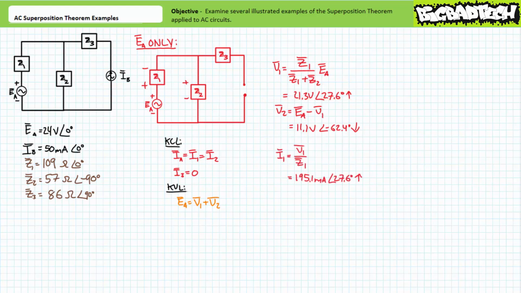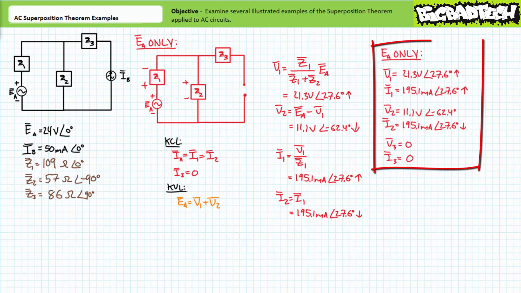Let's now examine current. An application of Ohm's law demonstrates that I1 is 195.1 milliamperes at an angle of 27.6 degrees, traveling bottom to top. Given the removal of current source IB has created a purely series circuit, it can be said I2 equals I1. This completes the analysis from the perspective of voltage source EA.